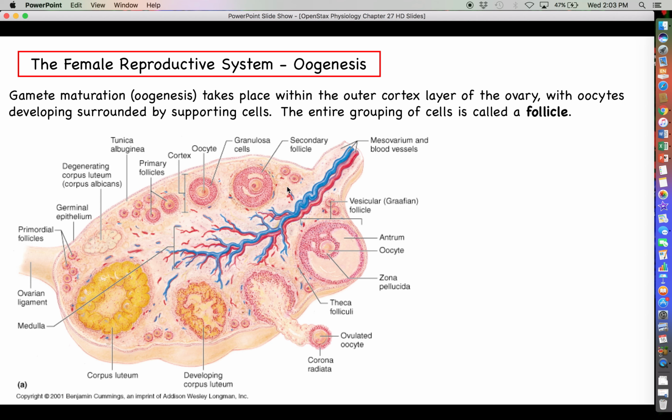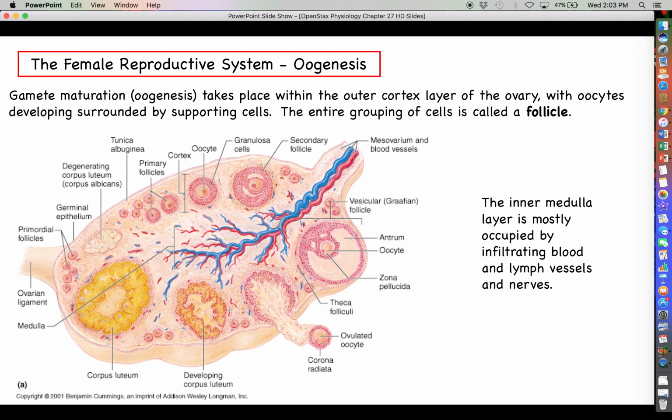This is kind of a time-lapse image of what an ovary might look like over time. All of these things are happening in the outer cortex layer. That inner medulla layer is actually mostly just for infiltrating blood vessels, arteries coming in, veins going out, and then any lymph vessels to carry excess fluid away, and then any nerves needed for stimulation effects.